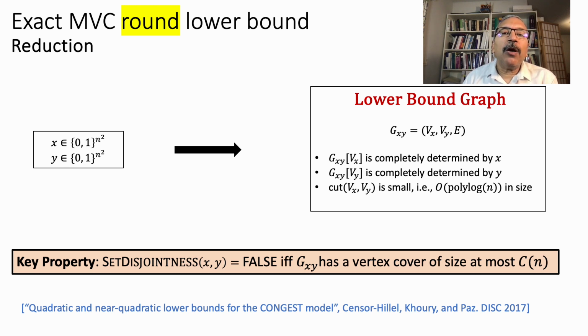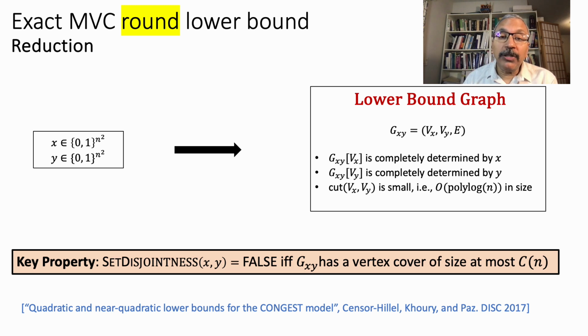Now the vertices of this graph are partitioned into two sets, Vx and Vy, with the property that the edges connecting Vx are completely determined by the bit vector x. The edges connecting the vertices in Vy are completely determined by the bit vector y, and the number of edges between Vx and Vy is small. That is, the Vx-Vy cut is only polylogarithmic in size.